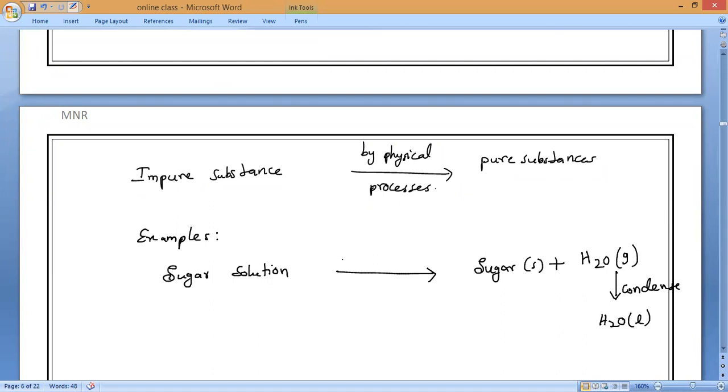Now, by which process can I do this? You all know, you studied it in chapter 1. What is the physical process I can follow? Evaporation. The natural process of converting liquid into gaseous state is called evaporation. So by evaporating, water will be evaporated and formed into gaseous state, and the sugar crystals will be present like that only.